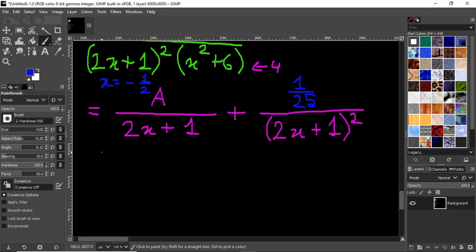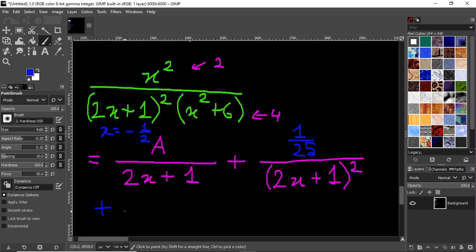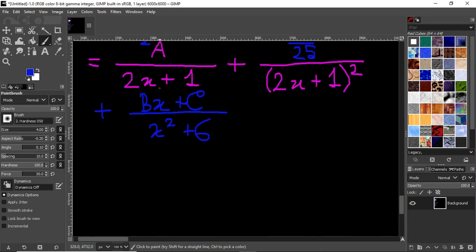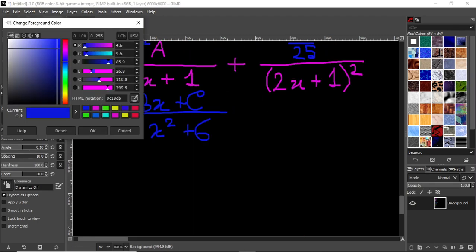There's another fraction here, which is x squared plus 6. Now this is a quadratic, 2-degree polynomial, so we need a 1 degree in the numerator, so that's going to be, let's say, bx plus c. Okay, so now we just need to solve for a, b, and c. So step 3 is done. Now we just need to solve for a, b, c.